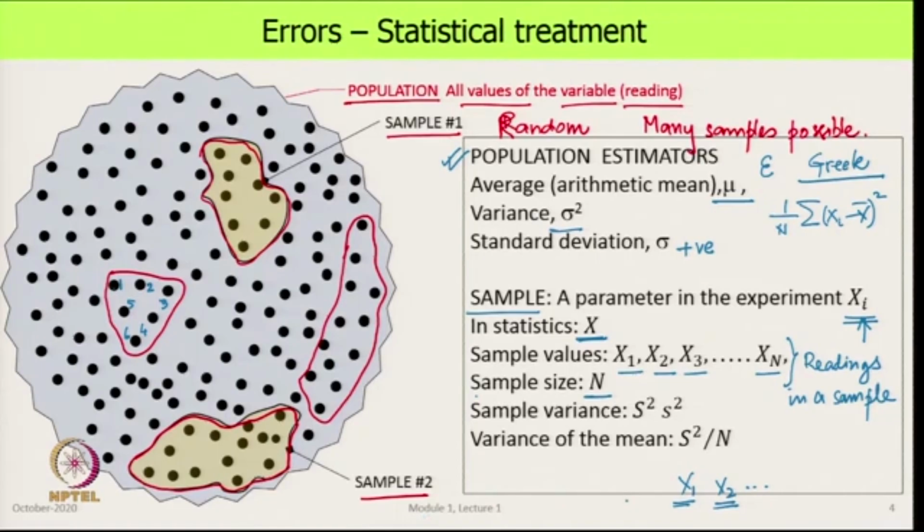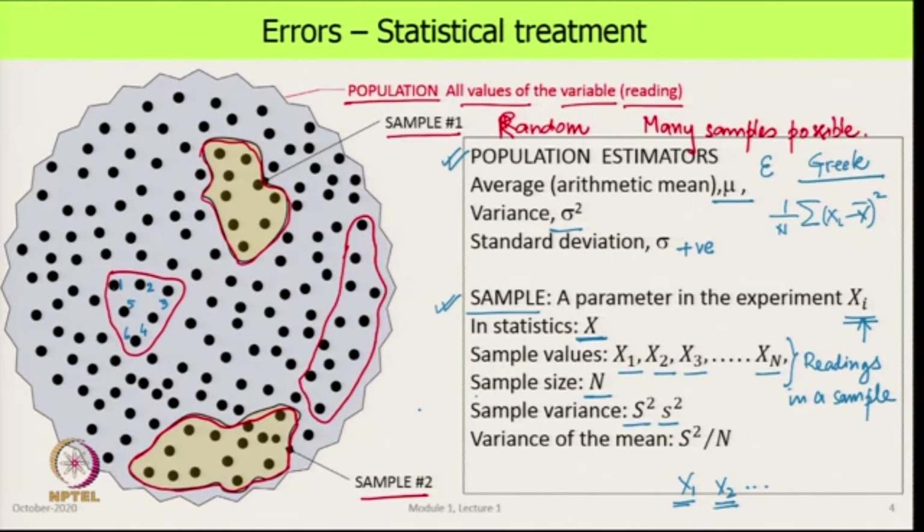Sample variance, we will come to the definition in a little while, but there are two norms that are being used. Some people use capital S square, some use small s square. You will find these two coming consistently in literature. Variance of the mean is s square divided by n. So, these are some of the important estimators of the sample. We will come back to this in much more detail as the course goes on.